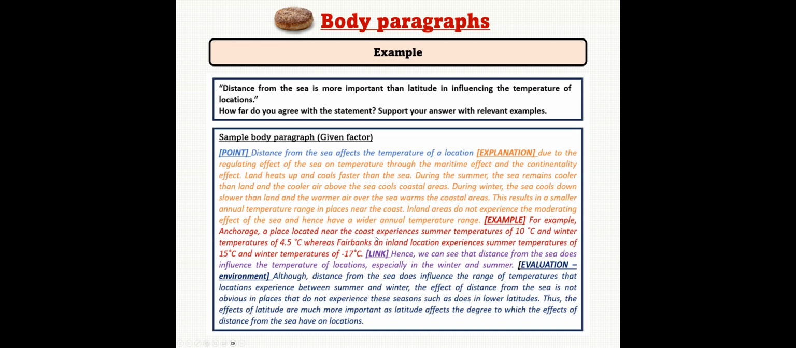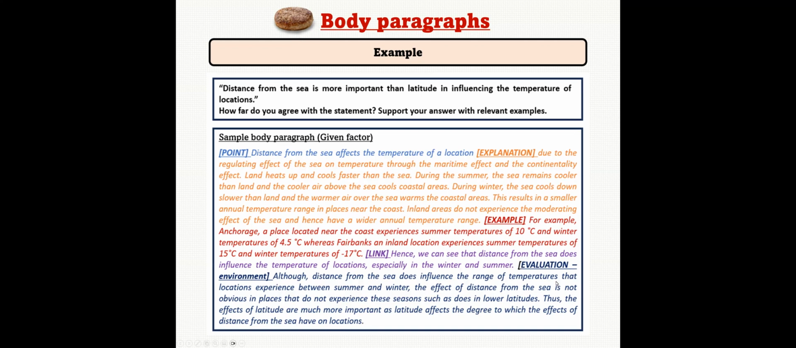And if you're adopting recipe number 2, over here, I'm using environment as an evaluative criteria. So I will say that although distance from the sea does influence the range of temperatures that locations experience between summer and winter, the effect of distance from the sea is not obvious in places that do not experience these seasons, such as those in lower latitudes. Thus, the effects of latitude are much more important as latitude affects the degree to which the effects of distance from the sea have on locations.